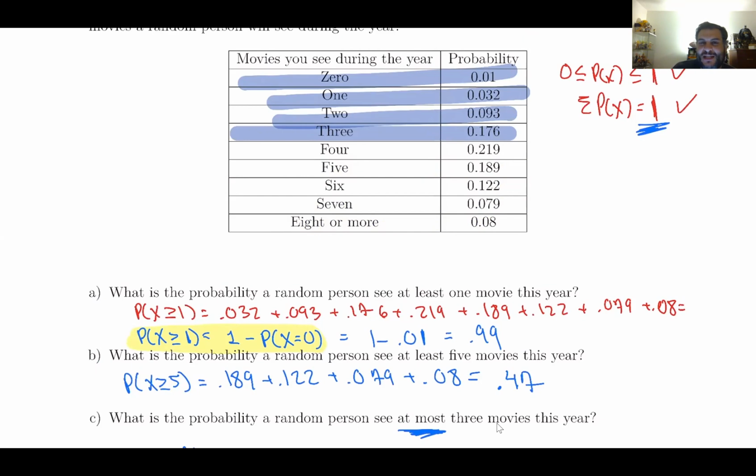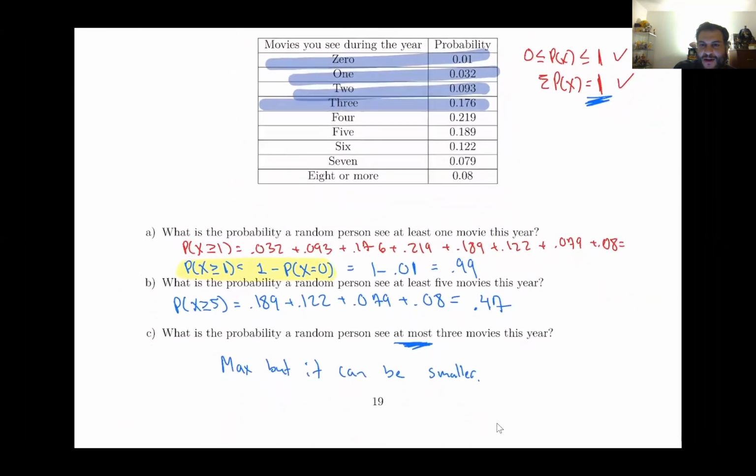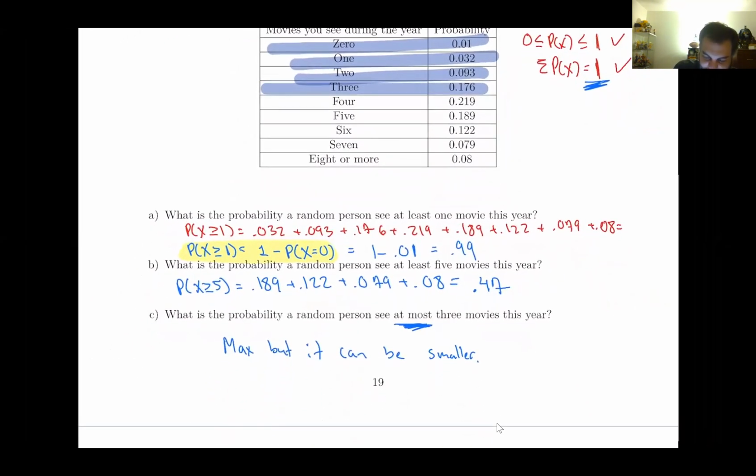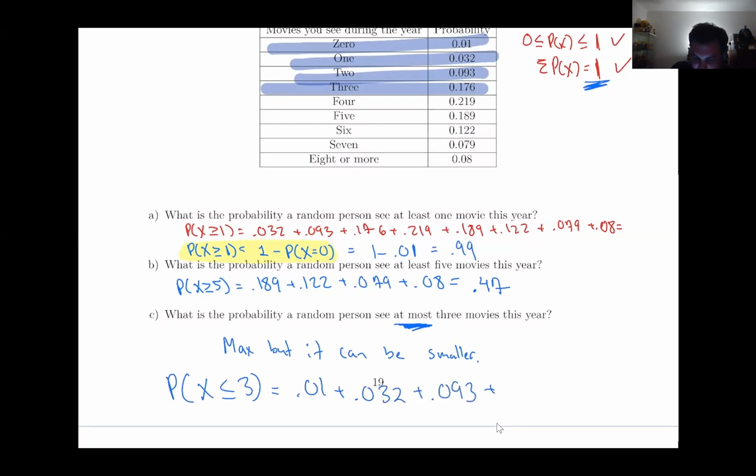All right. Any question while I'm selecting row 0, 1, 2, and 3? All right. So what I'm going to go ahead and do is just add those probabilities. So we're going to say at most 3. So you get 0.01 plus 0.032 plus 0.093 plus 0.176. Right. So I'm going to add those 4 up. Once I add those 4 up, we're all done.